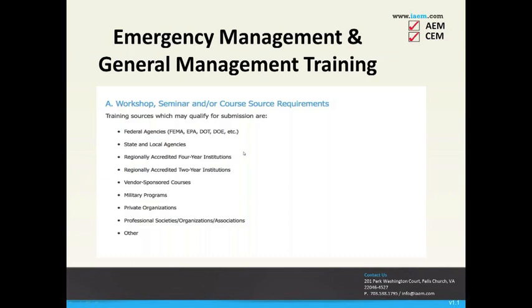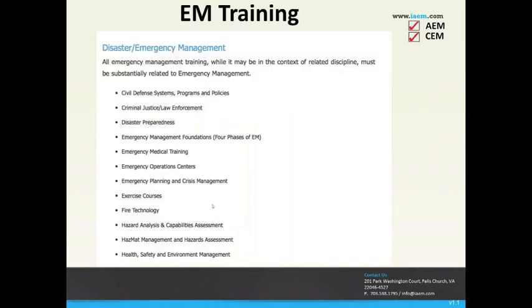Most of our state and local agencies, either through state associations or state divisions or departments of emergency management or homeland security, do classroom programs that are available to you. They can be through colleges that are regionally accredited. Occasionally there's vendor-sponsored ones. Military programs have a bunch. A number of VOADs and NOADs have courses. All of those are legitimate sources for training.